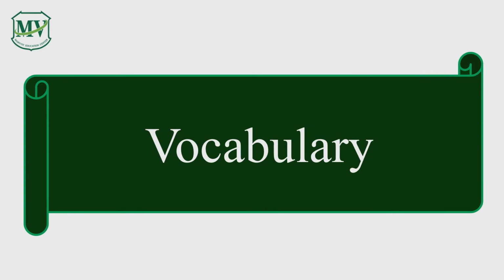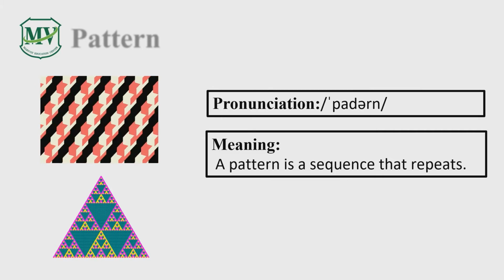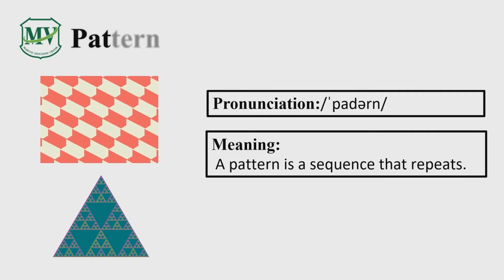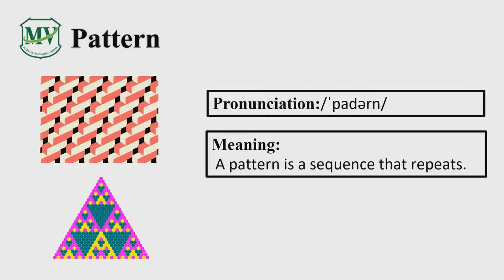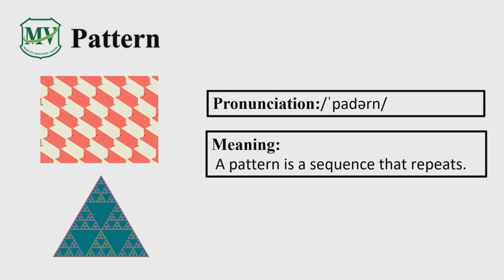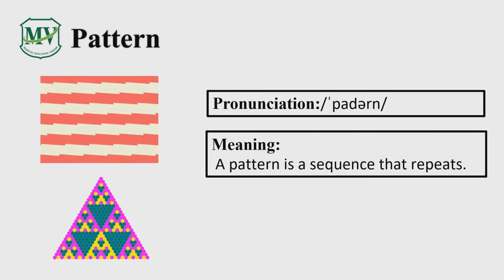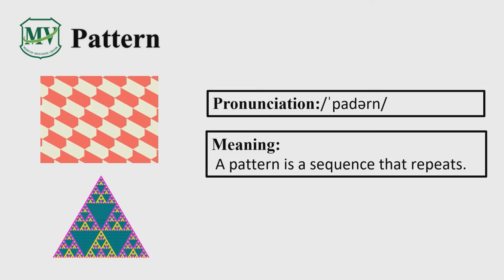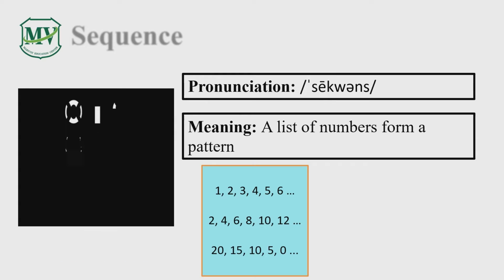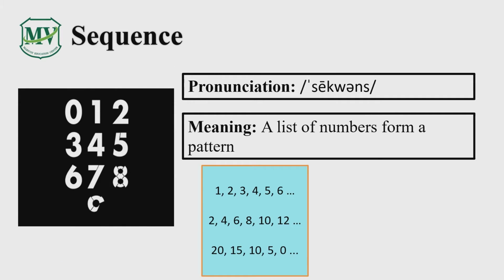Before we discuss, let's learn first some vocabulary words. Are you ready? Let's get started. Our first vocabulary word is pattern. A pattern is a sequence that repeats. Now, it's time for you to say the word. Very good.